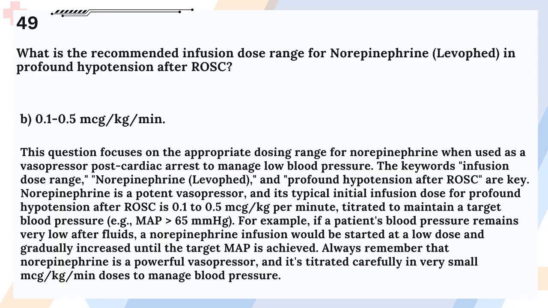Norepinephrine is a potent vasopressor, and its typical initial infusion dose for profound hypotension after ROSC is 0.1 to 0.5 micrograms per kilogram per minute, titrated to maintain a target blood pressure, e.g., MAP greater than 65 mmHg. For example, if a patient's blood pressure remains very low after fluids, a norepinephrine infusion would be started at a low dose and gradually increased until the target MAP is achieved. Always remember that norepinephrine is a powerful vasopressor, and it's titrated carefully in very small mcg/kg/min doses to manage blood pressure.